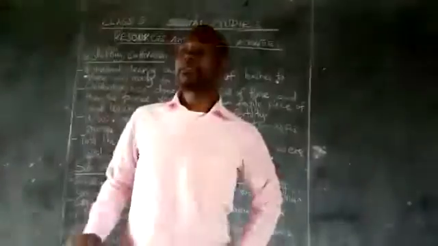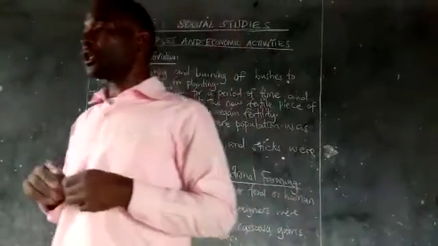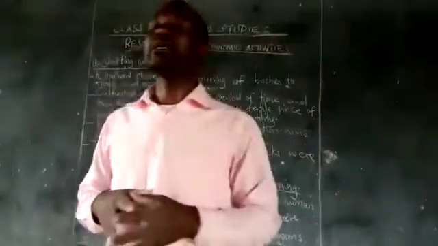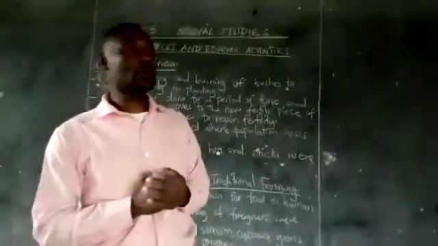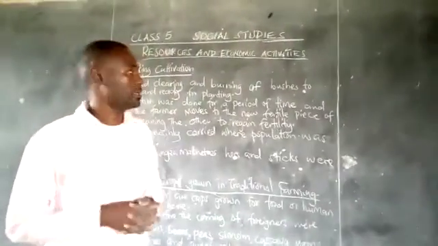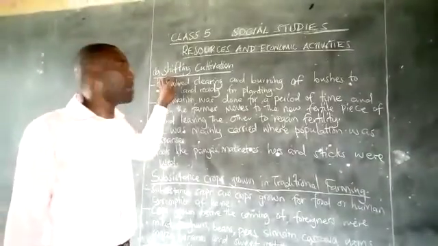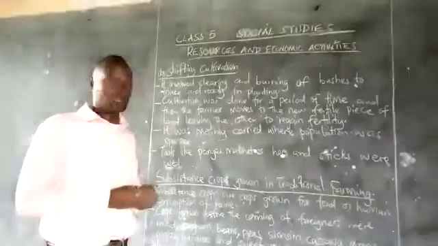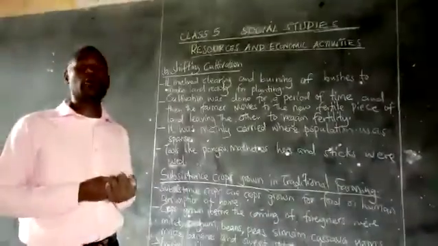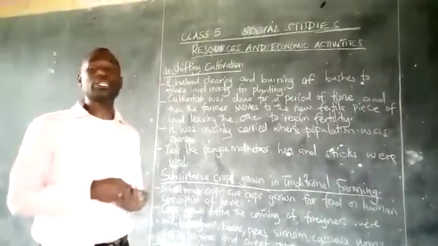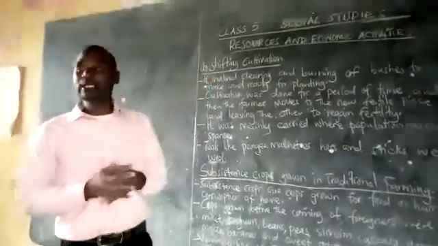Now, in our previous lesson, we discussed the traditional form of cultivation called bush fallowing. Today, I have two items that I want us to discuss. Number one, the second form of traditional farming called shifting cultivation. Then lastly, we shall look at the subsistence crops that were grown in traditional farming. So, let us start with shifting cultivation.